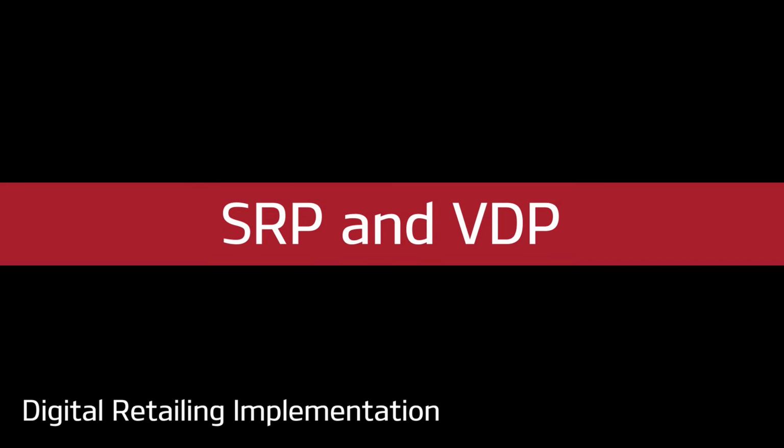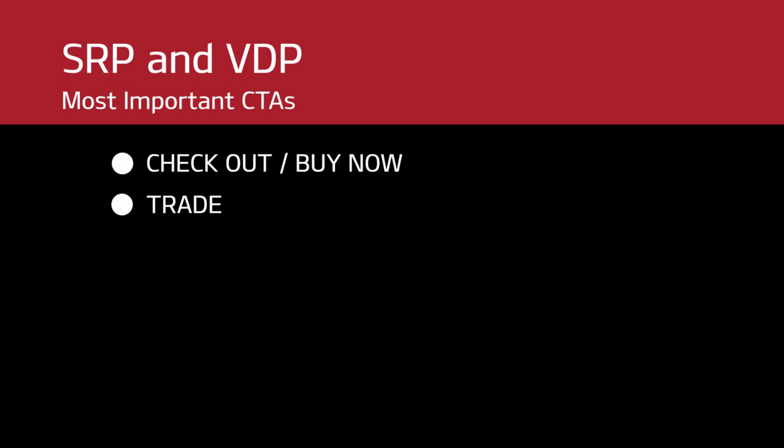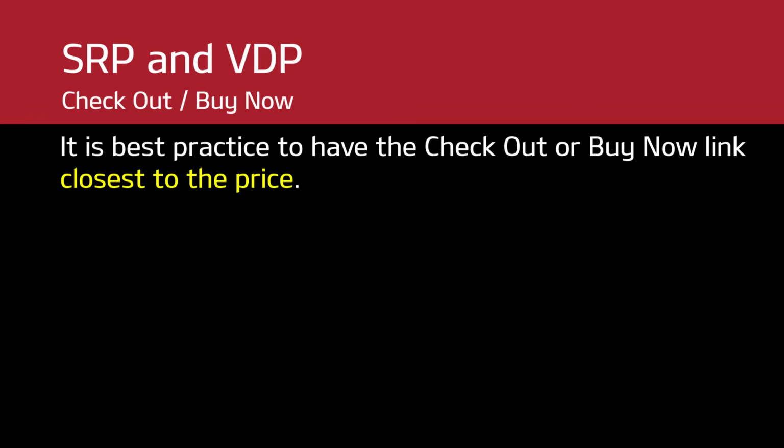By the time your customer has navigated to search results pages and vehicle detail pages, they have engaged with your website enough that it can be implied that they are interested in making a purchase. SRP and VDP pages are excellent areas to place CTAs to bring customers into the digital checkout journey. The most important CTAs to place on SRPs and VDPs are checkout or buy now, trade, finance, and best price. It is best practice to have the checkout or buy now link closest to the price.